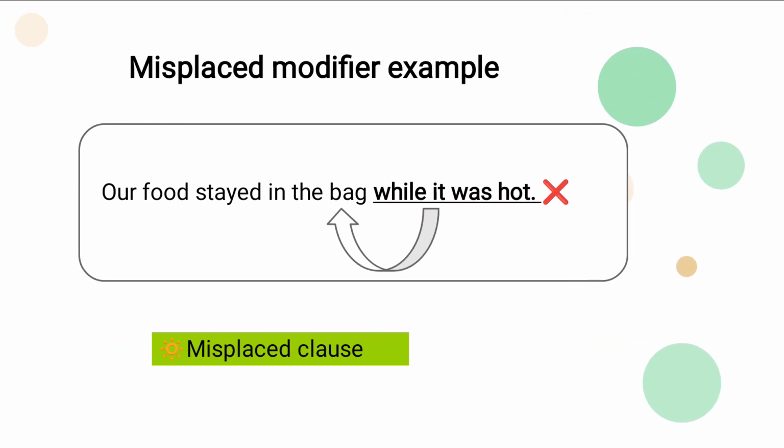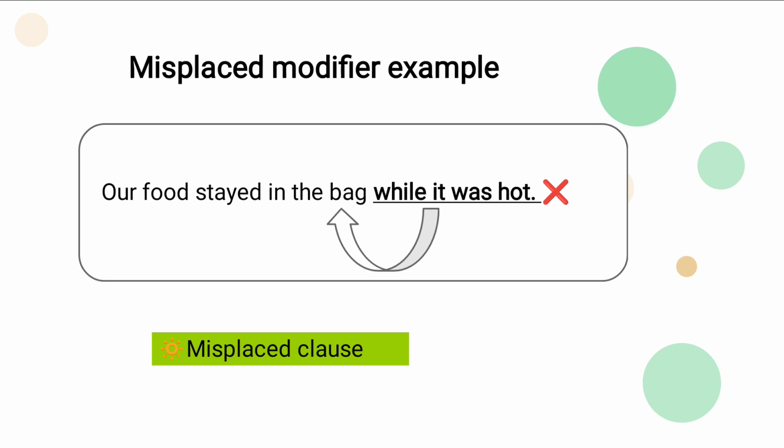Okay, to make sure you understand that, this is the last example: our food stayed in the bag while it was hot. This time we have the clause, while it was hot. This is the modifier, a clause modifier. But look at the word next to it, bag. So here we understand it like, while the bag was hot, our food stayed inside. Does this make sense? No, this is not what we are trying to describe.